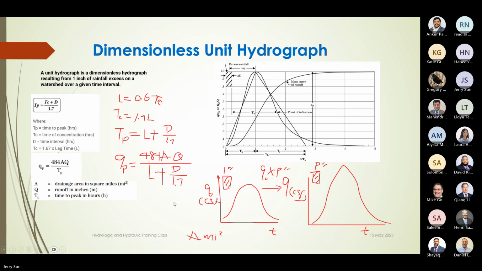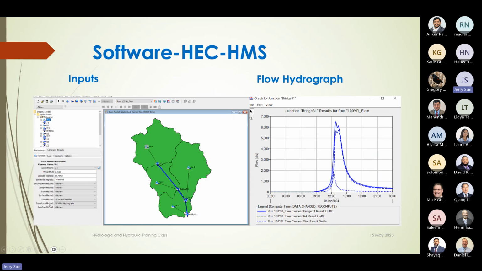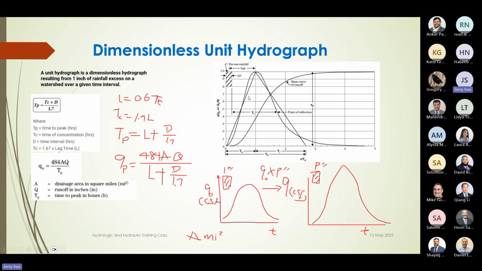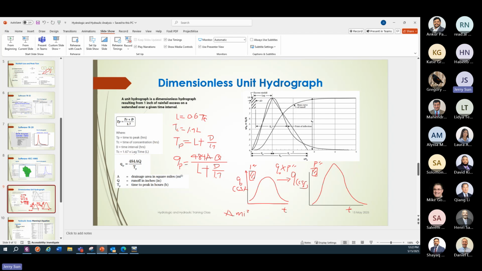So that's what they call the unit hydrograph. Of course, in the unit hydrograph, different approaches have different shapes. For example, if you look at the Clark, they have the Clark unit. You have other methods like Green-Ampt. They have different unit hydrographs. I can show you. What's the time? Okay, I still have time, right? Okay, HMS.